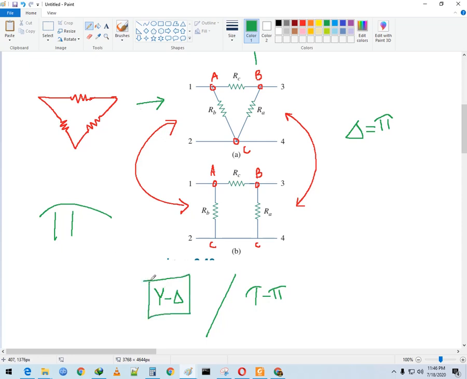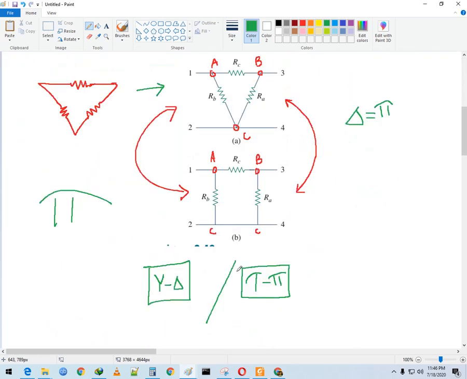In general, we use Y and delta more than T and pi, but you should also know that Y is also known as T and delta is also known as pi. So these are the examples of Y and delta circuits.